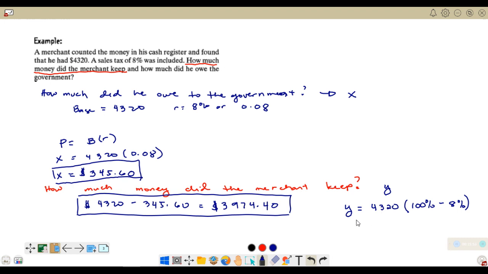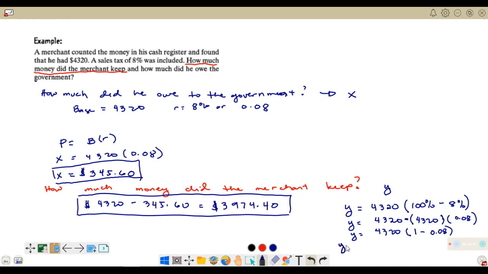So, how can we do that? So, we can simplify it using 4,320 minus 4,320 times 0.08. So, we can simplify this as 4,320 times 1 minus 0.08. So, parehas lang yung lalabas dyan.